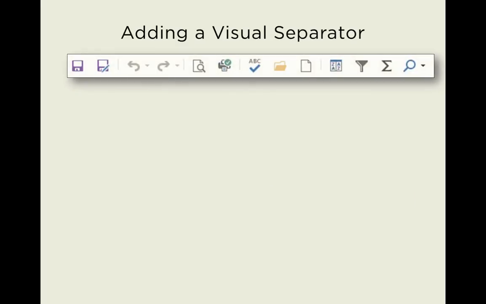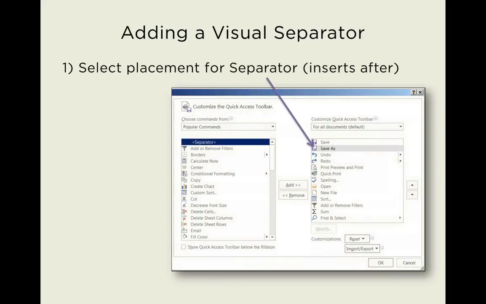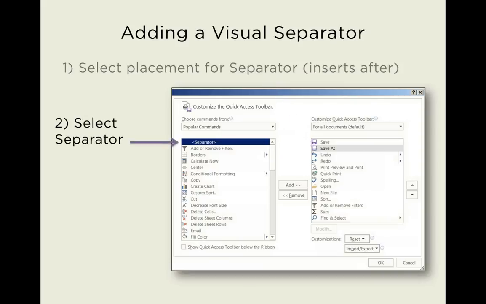Using separators can help you to visually organize your Quick Access Toolbar. These can be used to create a small space between groups of buttons. This toolbar has 4 separators. To add a separator, select a button. The separator will be placed after this button. Then select the separator. It's at the top of the list. Now you can either double-click the separator or select the Add button.